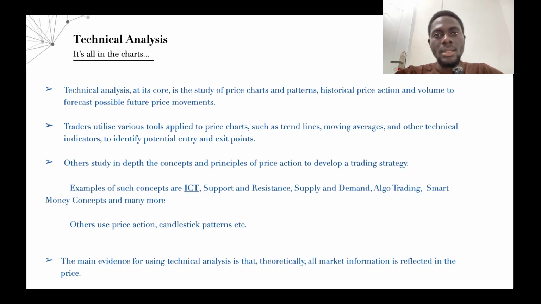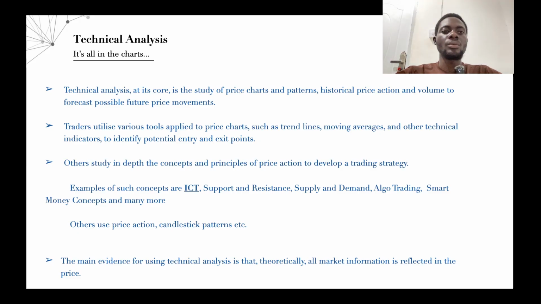Technical analysis. Technical analysts believe everything is already in the charts, and because technical analysis is a representation of historical price data or price action, understand? It reflects what price has already done and is likely going to repeat itself in the future.